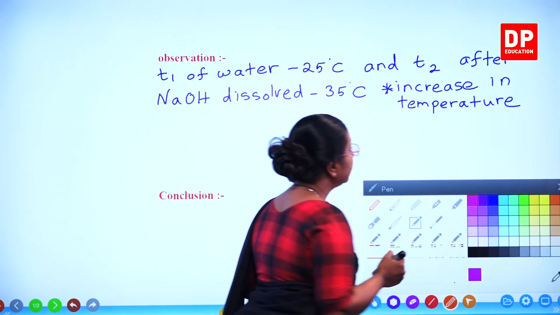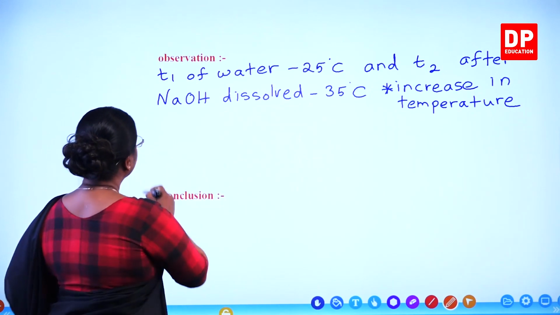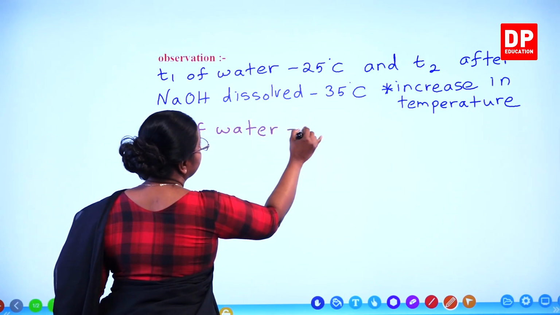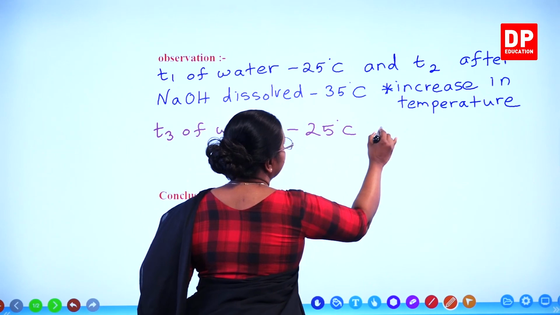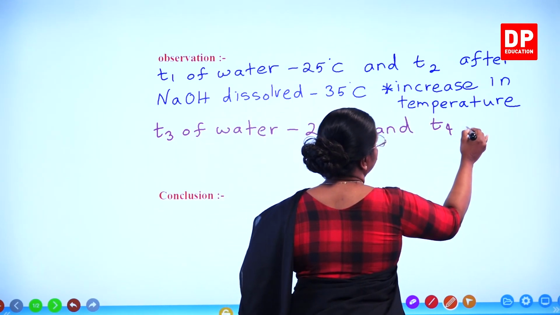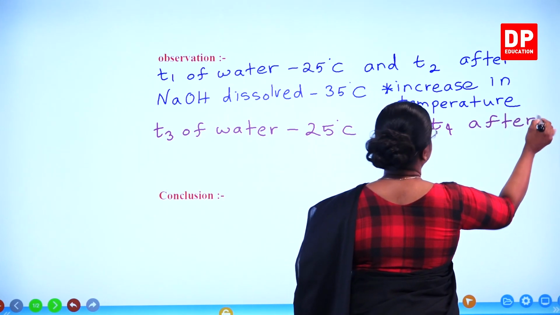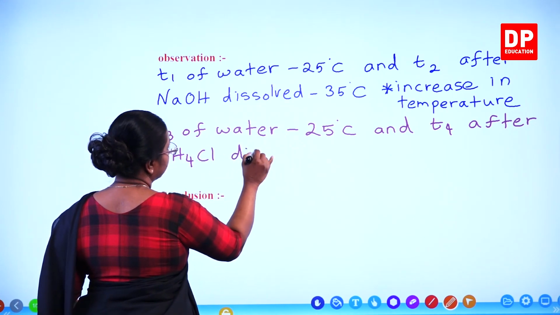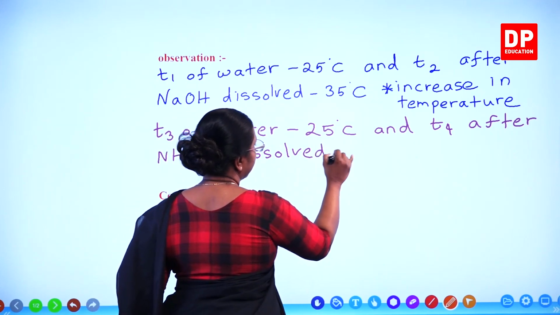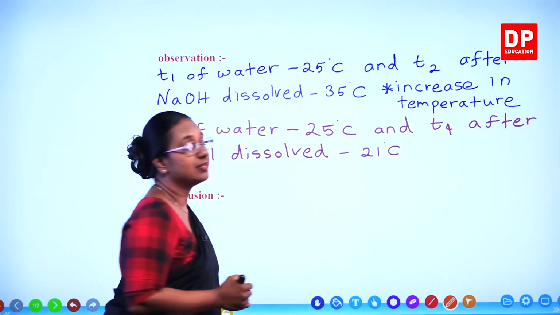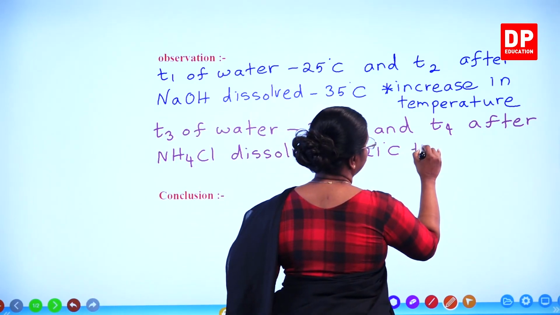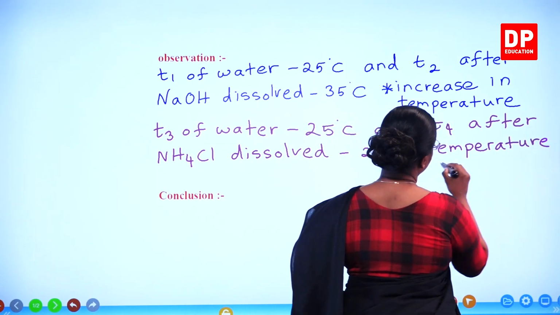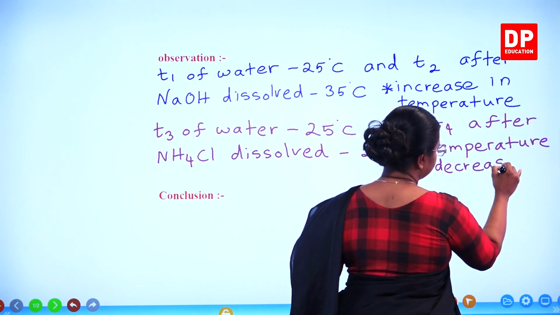Then what happened when we dissolved ammonium chloride in water? There again we had the T3 of water, that was also 25 degrees Celsius, and T4 after ammonium chloride dissolved. That was 21 degrees Celsius. So what happened there? There the temperature decreased. This is what is very important to us.